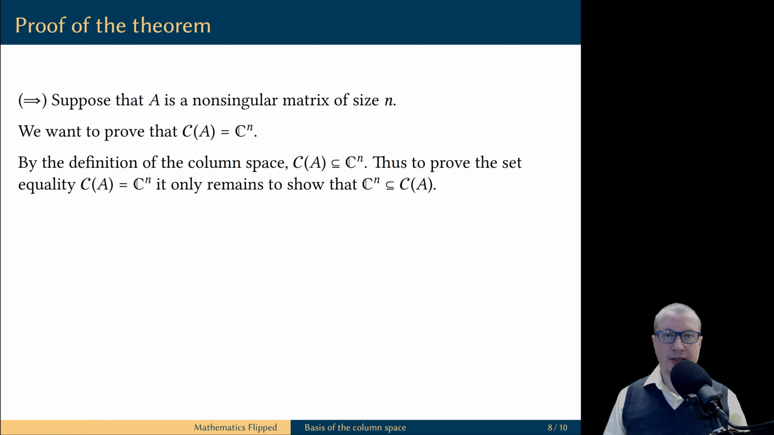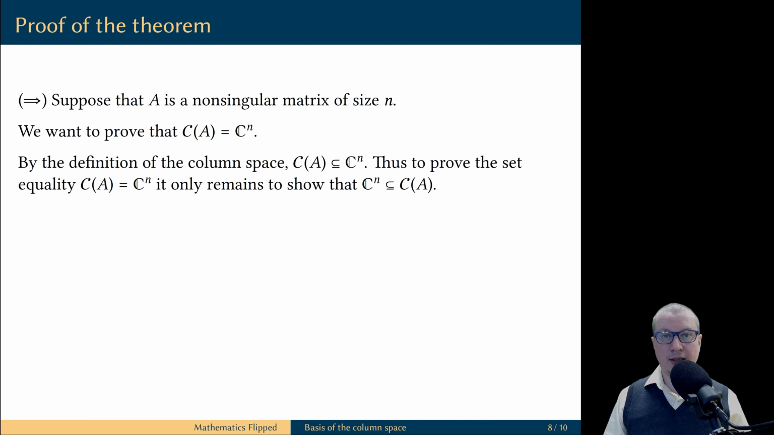If the matrix A has size n, then it has n rows. This means the columns of the matrix A are column vectors of size n. Therefore, the column space of A is a span of column vectors of size n. Therefore, this span is a subset of Cn. So one set inclusion simply follows from the definition of the column space.